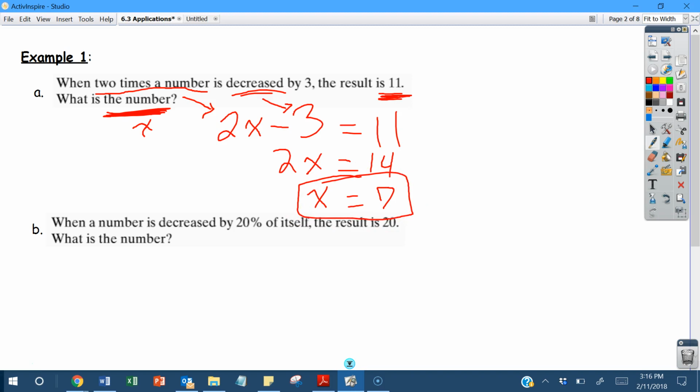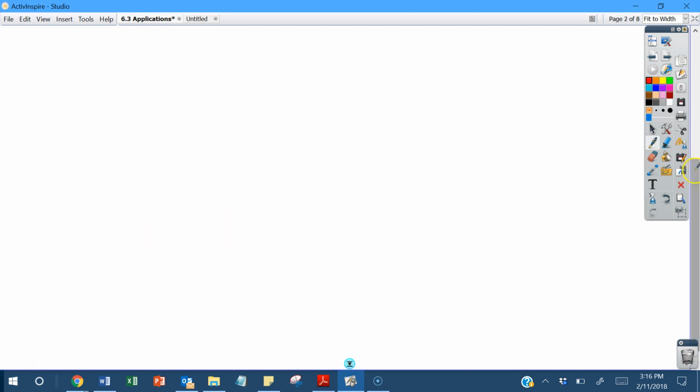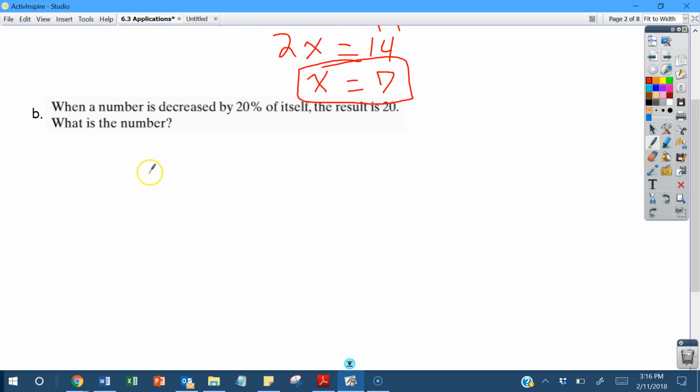B says when a number is decreased by 20% of itself, the result is 20. So when a number is decreased by 20% of itself, the result is 20. So what I've got to do is say, okay, here's a number. I need to decrease it by something. So let's call that number x. Why not? And I want to decrease it by something. That something I want to decrease it by is 20% of itself.